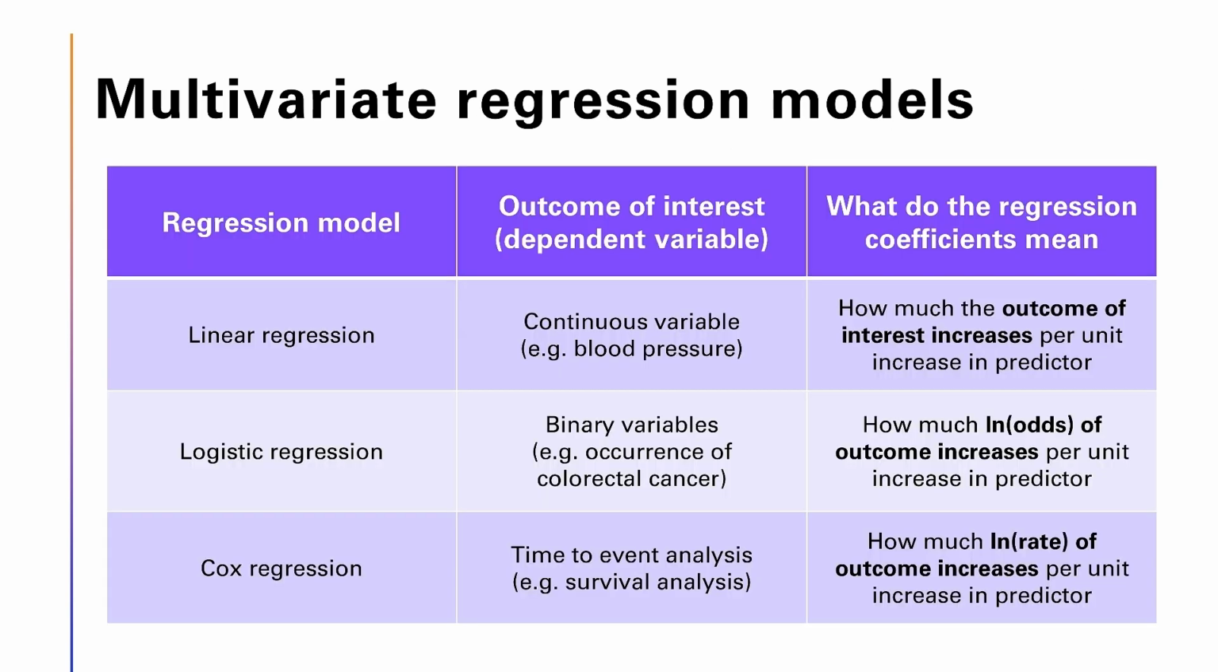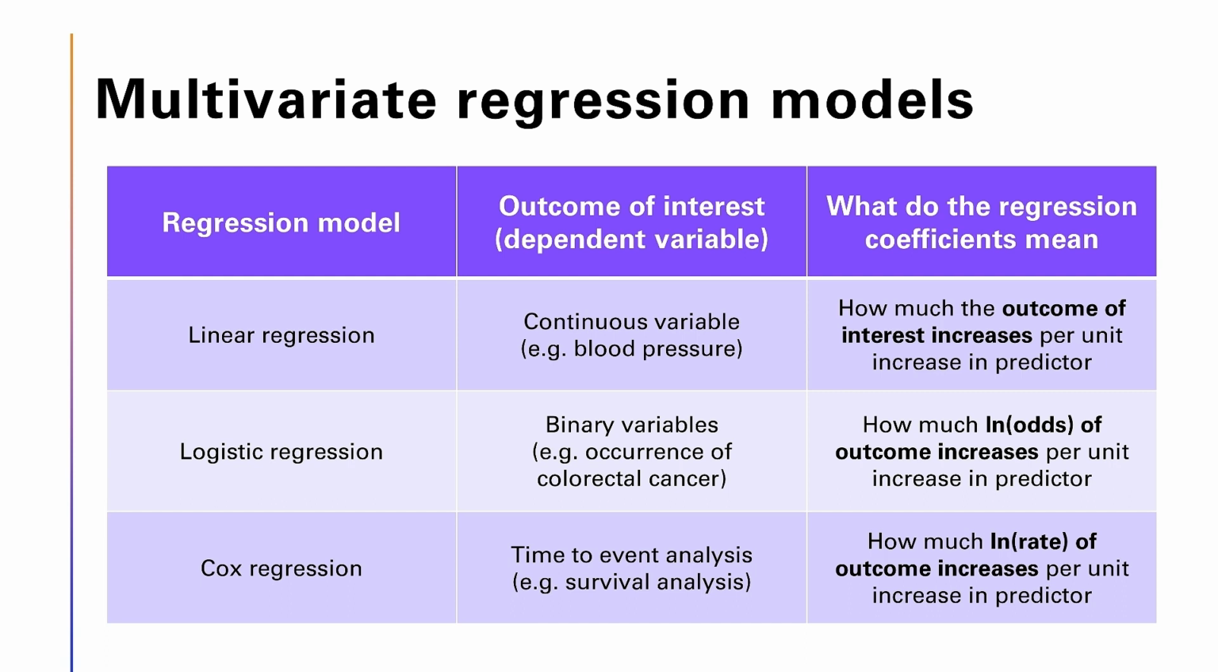As you can see on the slide, we're showing the three most common multivariate regression models available, and the choice depends on the outcome of interest. First, let's look at linear regression. This is used when the outcome of interest is a continuous variable, for example if you wanted to investigate factors associated with blood pressure. In this case, the beta coefficient of a predictor variable means how much the outcome of interest increases per unit increase in the predictor. For example, how much blood pressure increases per unit increase in BMI.